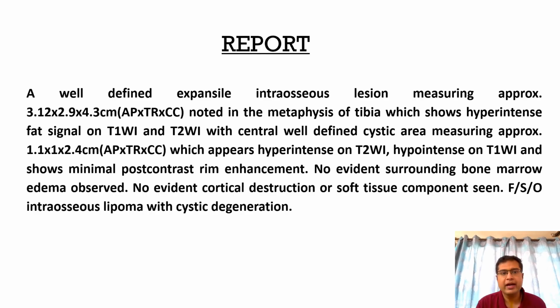So this is the report that I had given: a well-defined expansile intraosseous lesion seen in the metaphysis of the tibia, showing hyperintense fat signal on T1 and T2 with a central well-defined cystic area, which appeared hyperintense on T2, hypointense on T1, with minimal post-contrast rim enhancement. Contrast was also done. There was no evident surrounding bone marrow edema, and no cortical destruction or soft tissue component, which was suggestive of intraosseous lipoma with cystic degeneration.